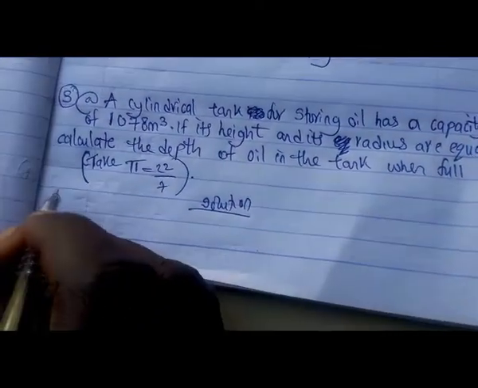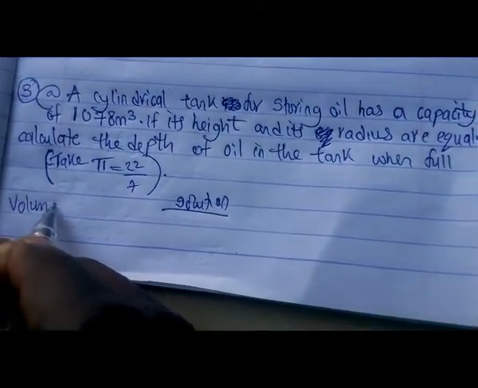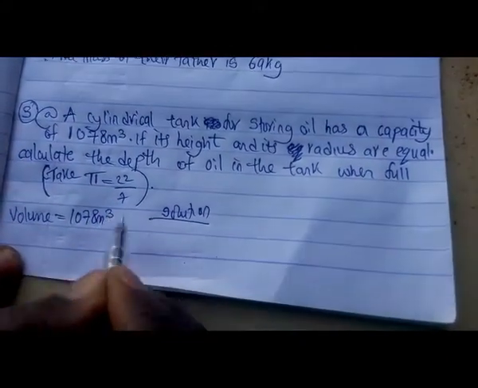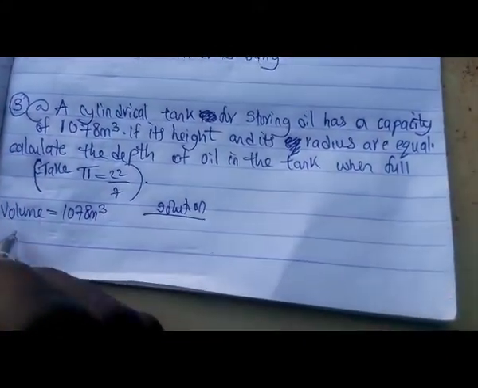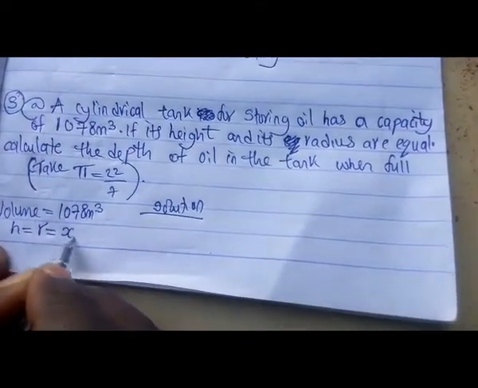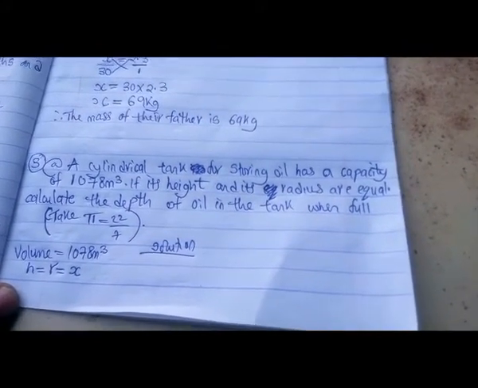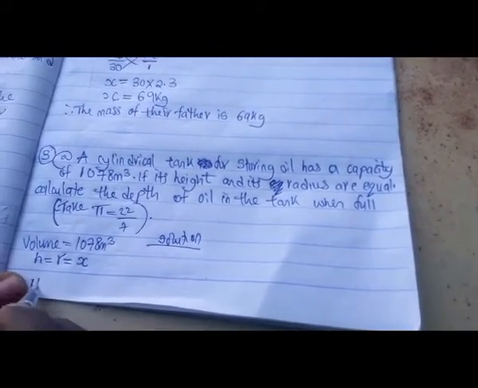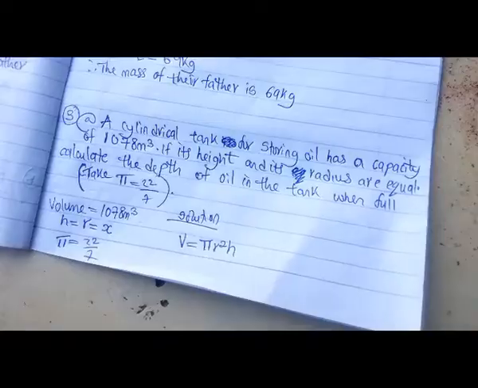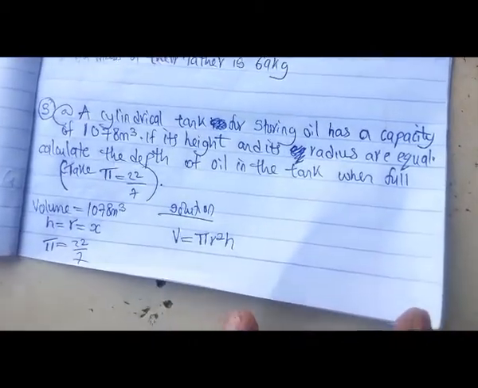And let's write out our values. The volume is equal to 1078 meter cube. Our height is equal to our radius, but it is unknown. And our pi is 22/7. So the volume is pi r squared h. That's the volume of a cylinder. So let's continue.